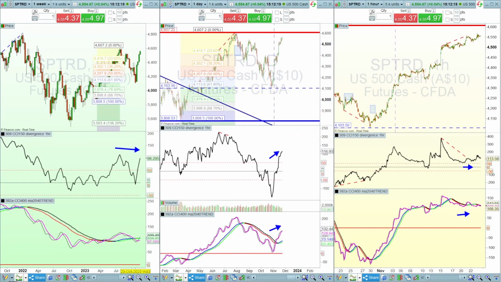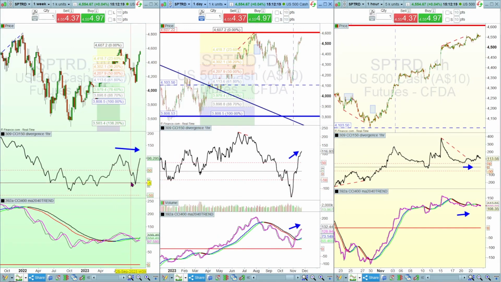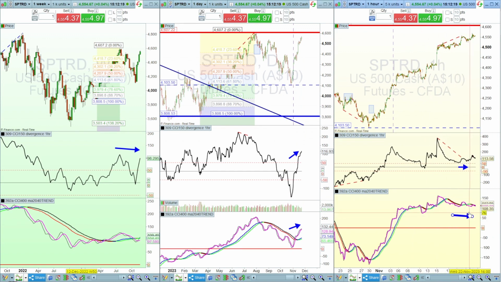It's November 23rd, 2023. It's the US market update, the S&P market update. You can see here on the weekly, the daily and the hourly, we've got pretty much a sideways movement on the weekly. On the daily, we are pushing higher, and on the hourly, it looks like we're actually getting a bit weaker on the CCI 400 period. Now let's look at each of these in detail.